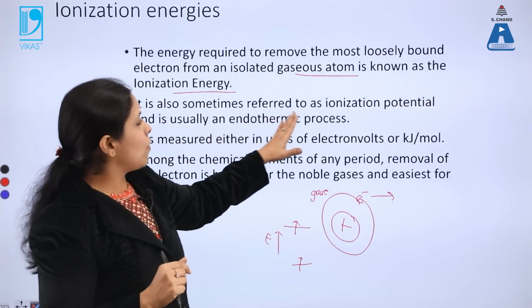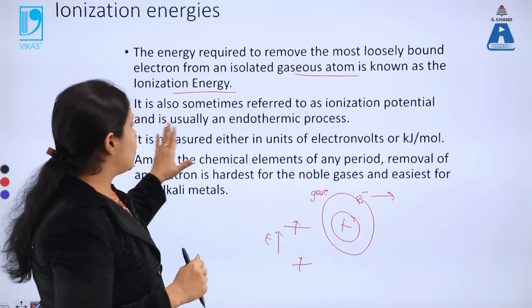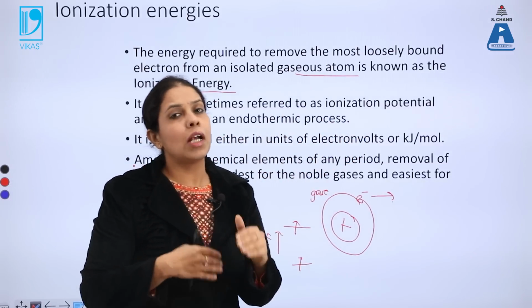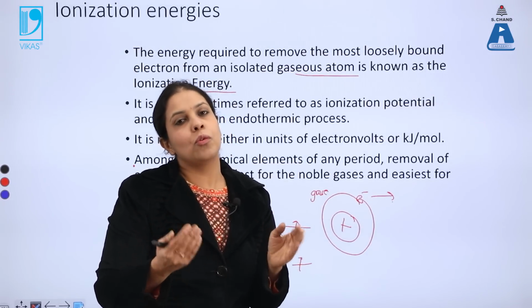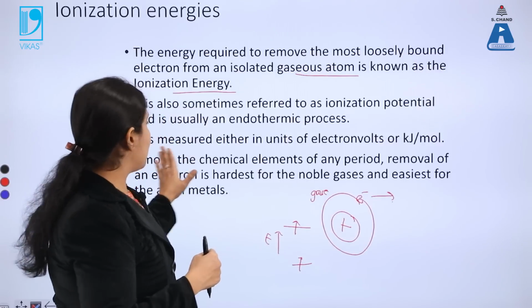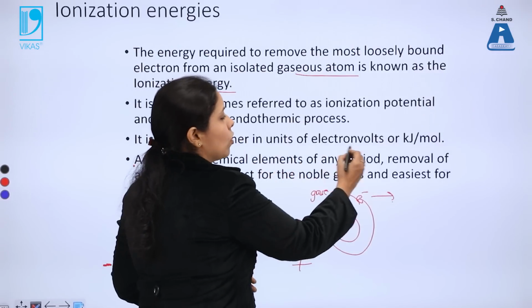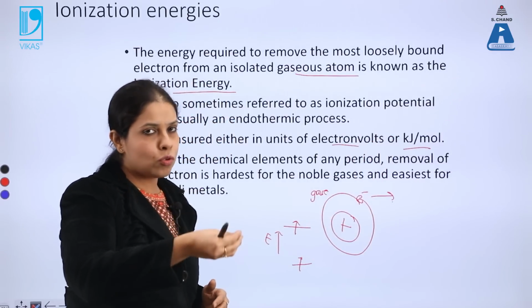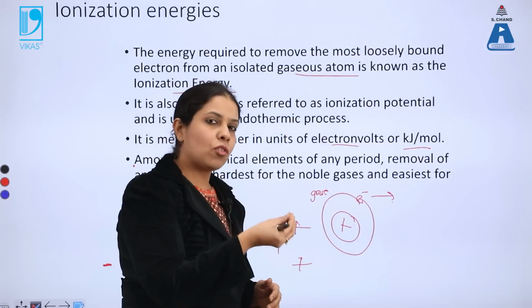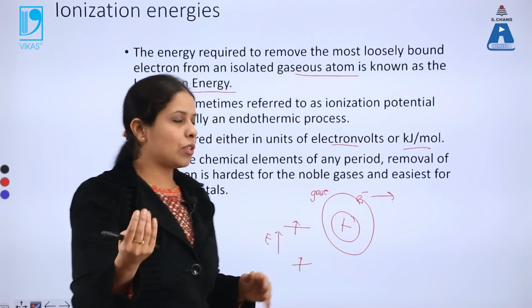It is also sometimes referred to as ionization potential and is usually an endothermic process. Since we are providing energy to the system, that process is known as endothermic. It is measured either in electron volts or kilojoules per mole. This is the unit of energy we provide: how many kilojoules or electron volts of energy are required per mole of the system.